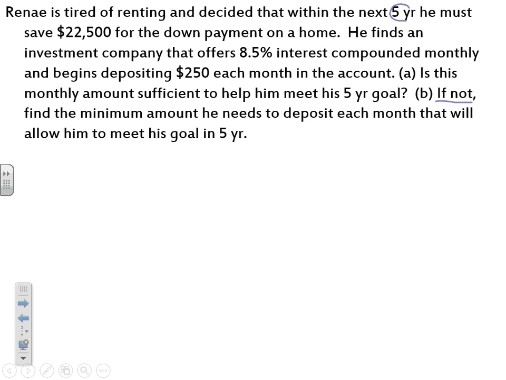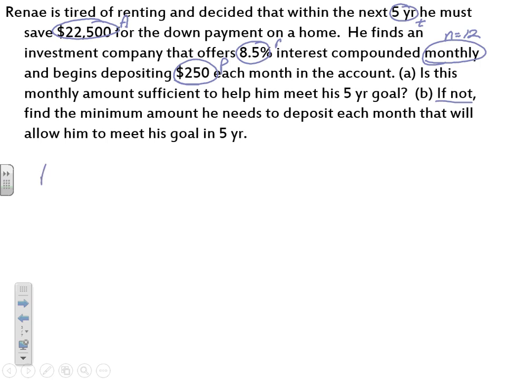So going back over the question, let's identify the things that we need. Here, time is 5 years. The $22,500 goal would be his accumulated amount after 5 years. Interest rate, 8.5%, pretty good interest rate. We're compounding monthly, so in this case, n is 12. And the $250 would actually be the principal amount that he's paying each month into his annuity account. So it's not a one-time thing like with a savings account. He's budgeting this every month so that he has it to pay.